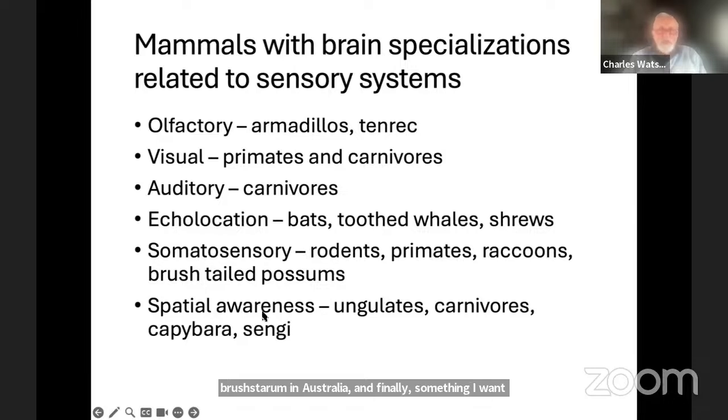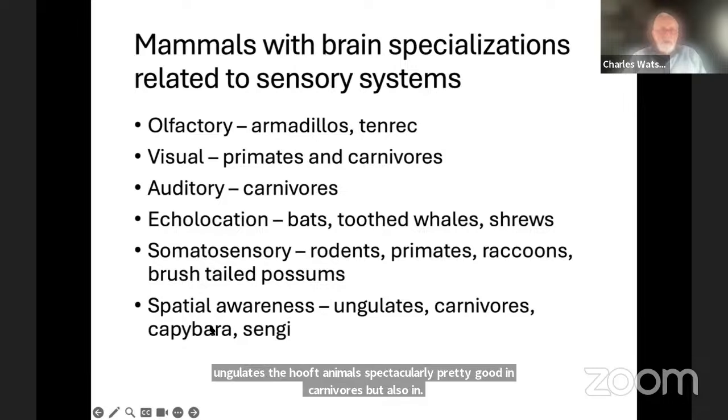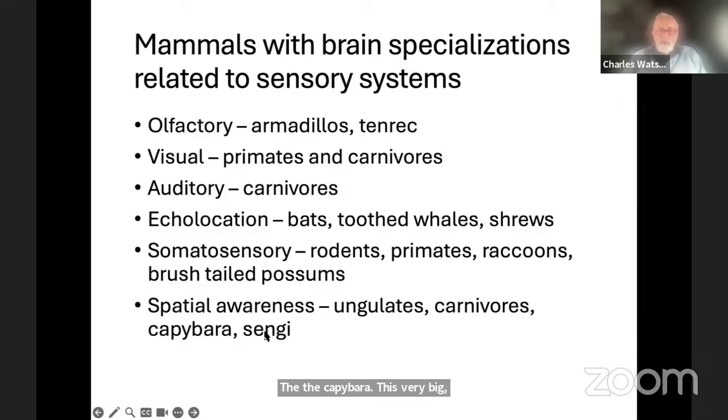And finally, something I want to talk quite a bit about is that we have evidence of spatial awareness in a number of animals. The ungulates, the hoofed animals, spectacularly, pretty good in carnivores, but also in the capybara, this very big, huge, fat rodent, and the sengi. And we're going to show you some of these characteristics just now.